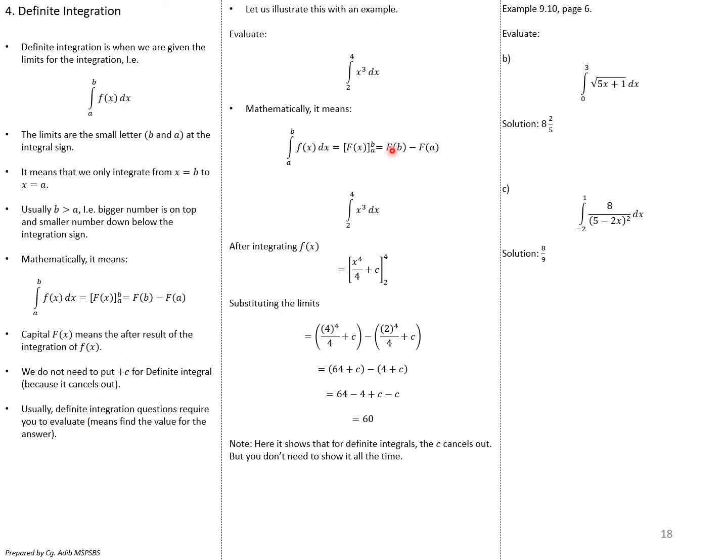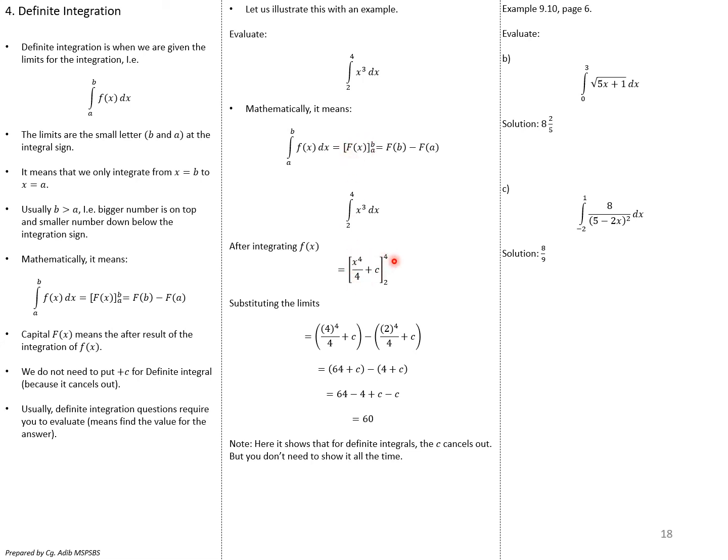Alright, so let us try an example. Evaluate the integration of x cubed from the limit 4 up to 2. You know the mathematical meaning of this one. If we integrate, this is our f(x). If we integrate x cubed, it will become x⁴ over 4 plus c. So this is your big F(x). After we integrate small f(x), it will become big F(x).